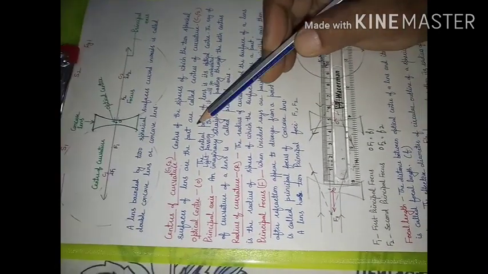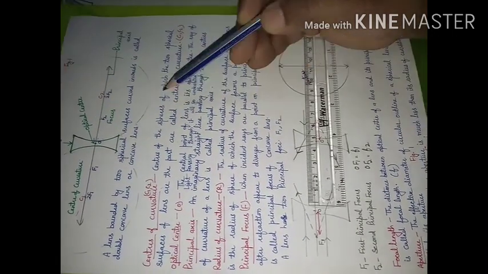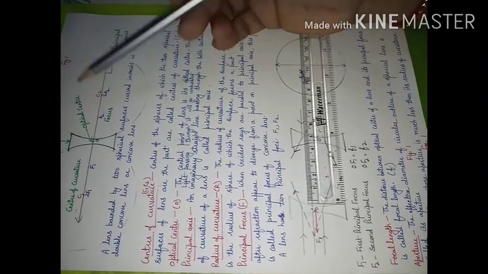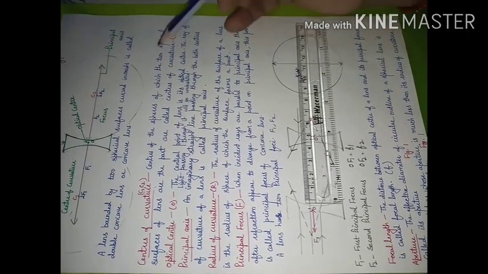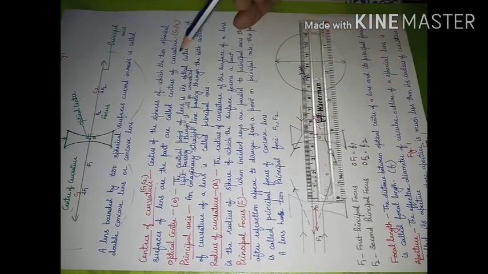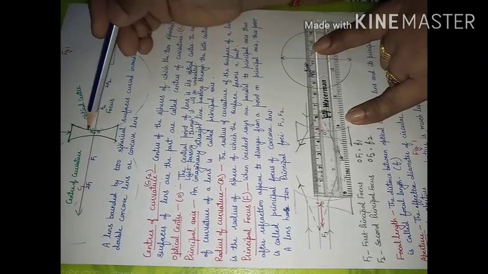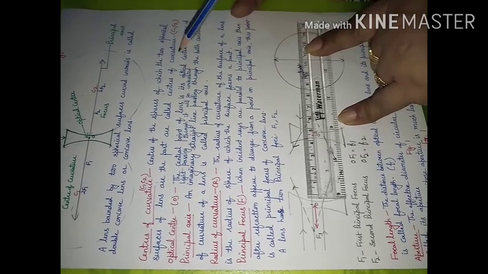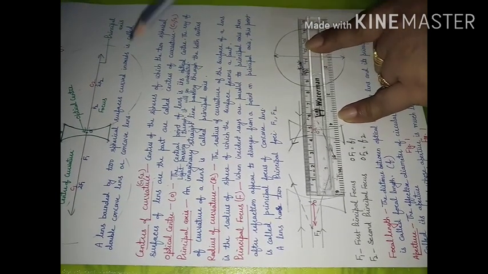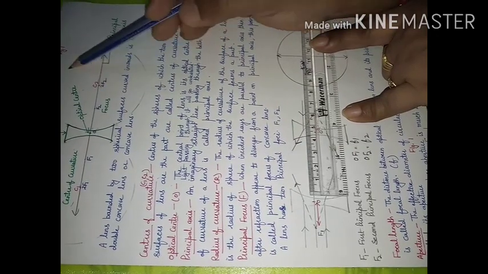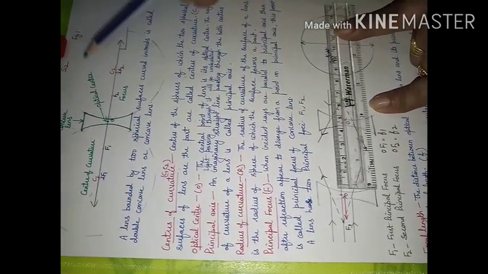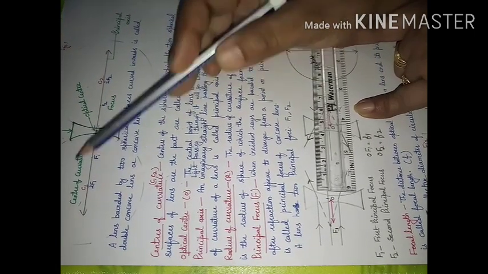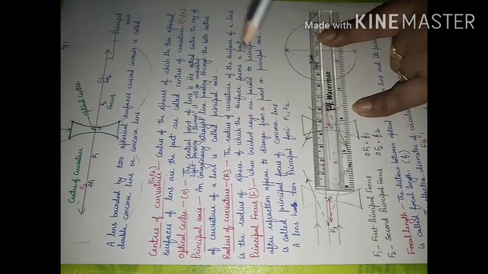Again repeating, the centers of the spheres. Centers of the spheres means the centers of spheres S1 and S2, of which the two spherical surfaces of the lens are part. Which two spherical surfaces of the lens? This surface and this surface. It means these 2 points, with the help of which we have drawn a sphere, and a part of these spheres is going to make the concave lens. Then these centers will be known as the centers of curvature.